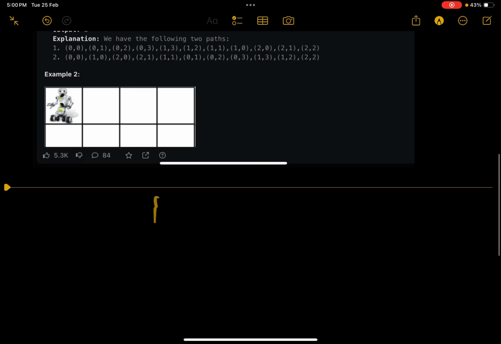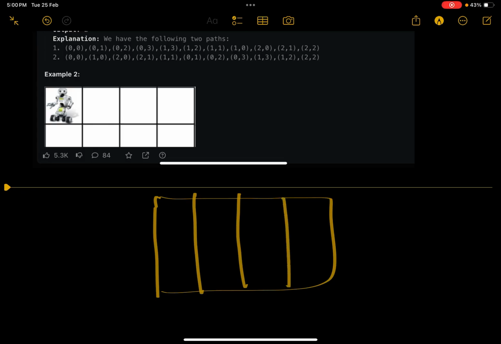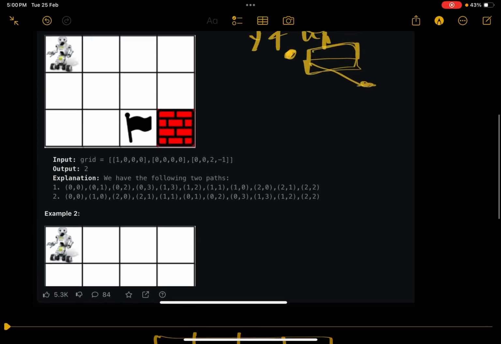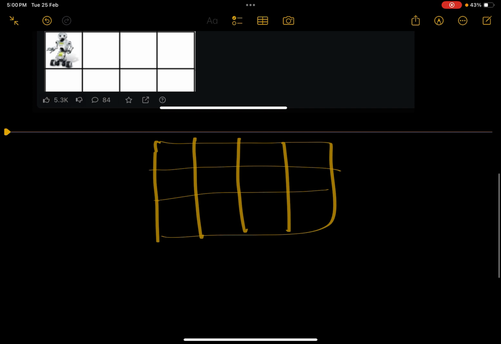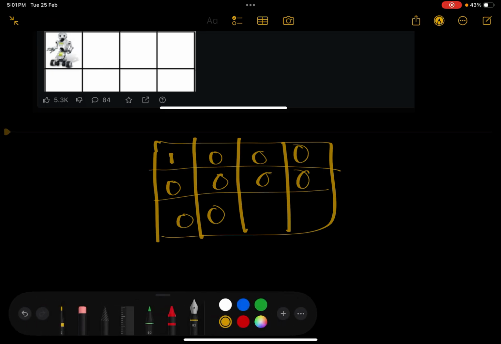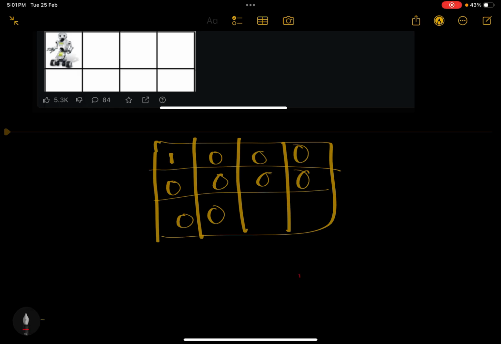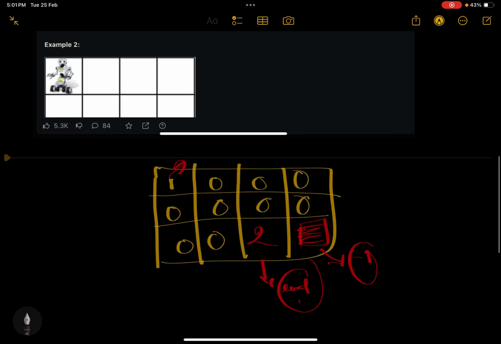So this is the given grid, the given test case. This is 1 and the rest is 0. Let me change the color so that I can explain better. In red, this is 2, and this is a brick, which means you cannot go there. Brick means minus 1. 2 means you have to reach here, the ending square, and 1 is the starting square. Now what is the question saying? You have to reach here.